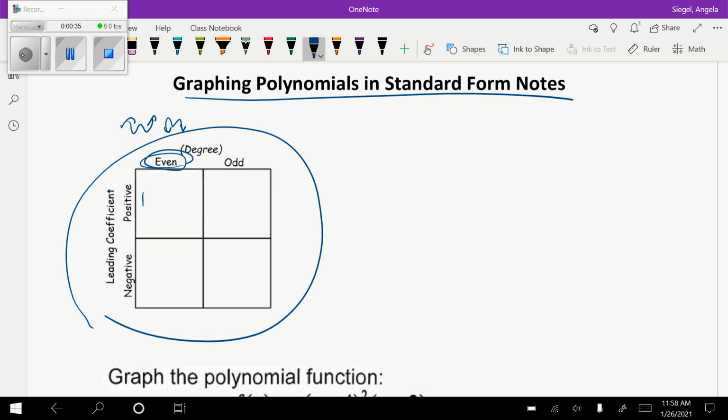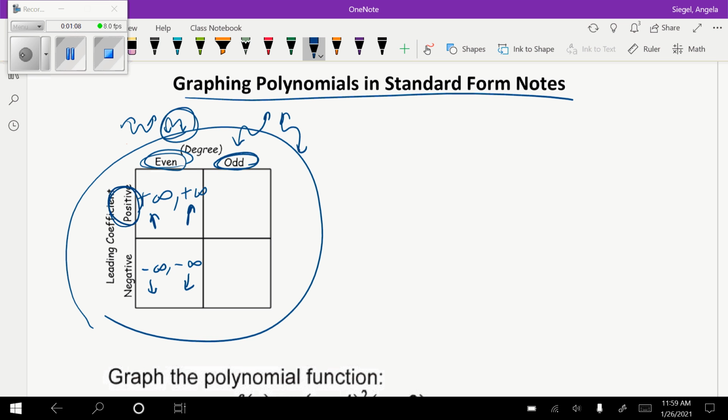So if it's positive, it's going to end up positive, positive. So it's up and up. If it's negative, it's going to end up negative, negative, which ends up being down, down. So your end behavior, where it begins and where it ends, is going to be down, down. We also learned that odd polynomials, like x to the first power, x to the third power, are going to be opposite. So either starts down and ends up, or starts up and ends down.